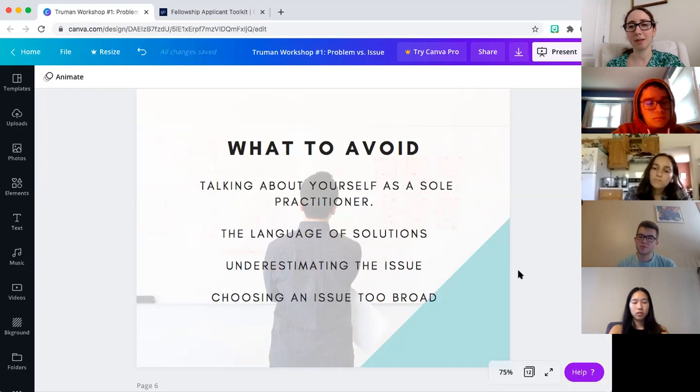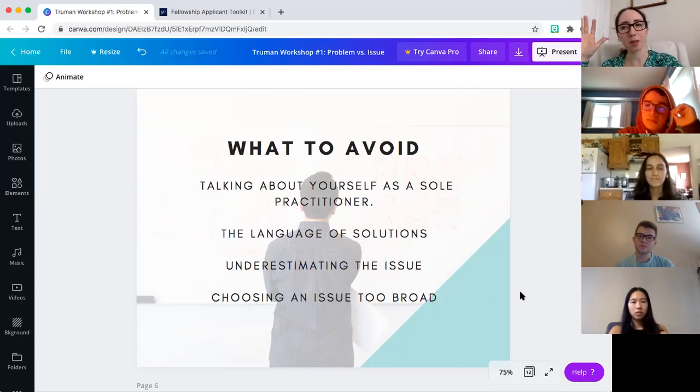Also avoid underestimating the issue. As I said, all the issues that I use as examples are inherently complex. So you have to recognize and be realistic about the challenges that do exist. And the other thing is avoiding choosing an issue that is much too broad. Like, let's see, what would be an example of this? Like saying we need to rethink diplomacy. I don't even know where to go, think about what that means.